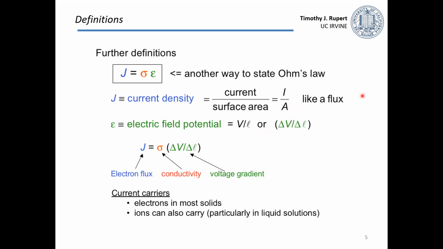This current density is a flux, and it's analogous to what we saw with diffusion flux in an earlier lecture. So the current carriers that we'll talk about, and we'll see specific examples. Almost all solids have current being carried by electrons. In some cases, ions can also carry current as well.